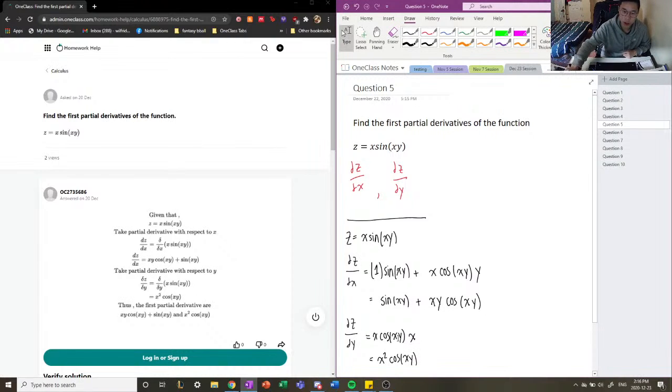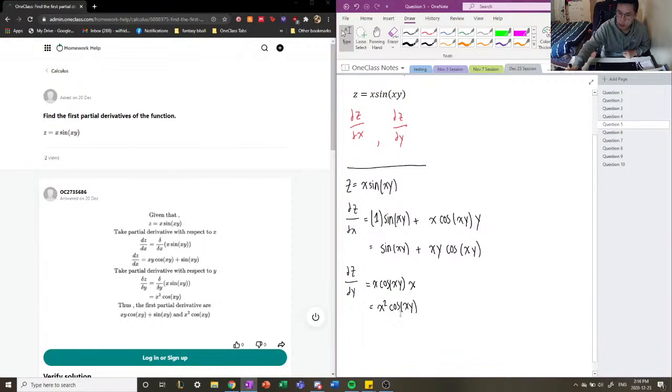So we see here with the partial derivative in terms of y, we kept x constant, and we just treated it as such. In this case, we just used a chain rule. We calculated the derivative of the sine function first, and then we multiplied that by the derivative of xy.